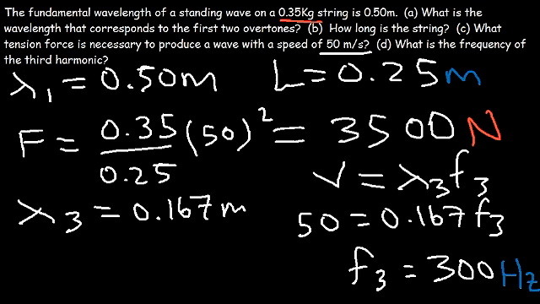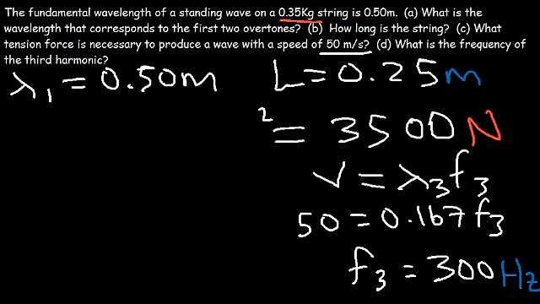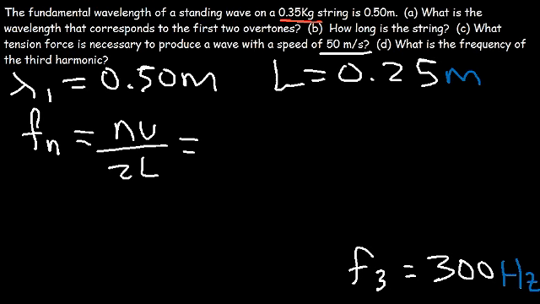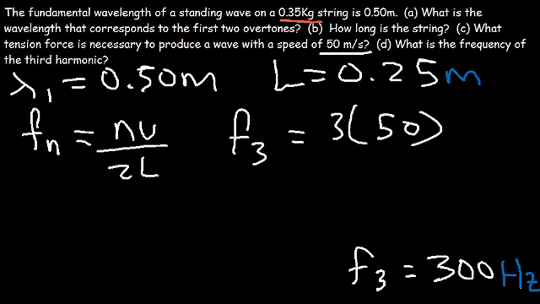Now, what other equation can we use to calculate the frequency of the third harmonic? What would you say? The other equation that we can use is this one. F3 is going to be n, which is 3, times the speed, which is 50, divided by 2L, and L is 0.25. 50 times 3 is 150. 2 times 0.25 is 0.5. 150 divided by 0.5 is 300.